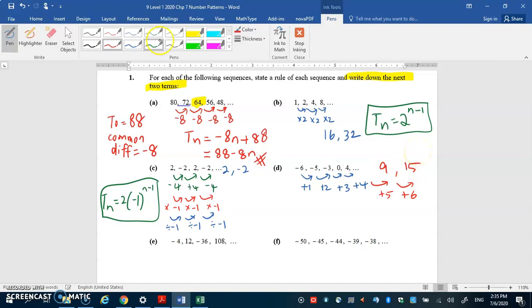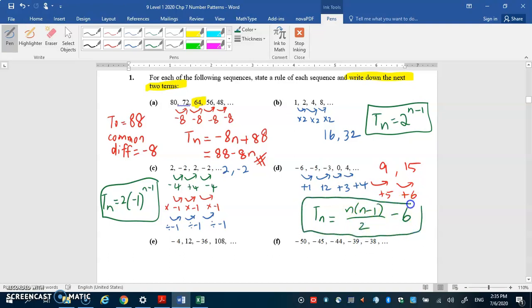Okay, the general term, sorry, is Tn equals n times n minus 1 over 2, minus 6. You don't have to know this, but just in case you're interested in what the general term is, then this is it. Okay, for part E, look at the sequence.